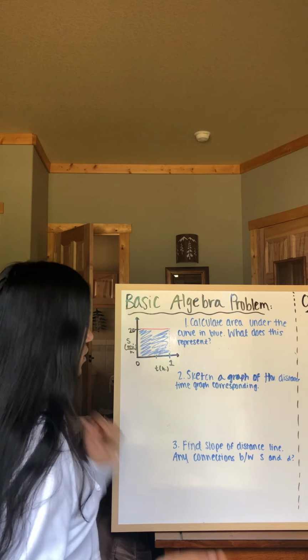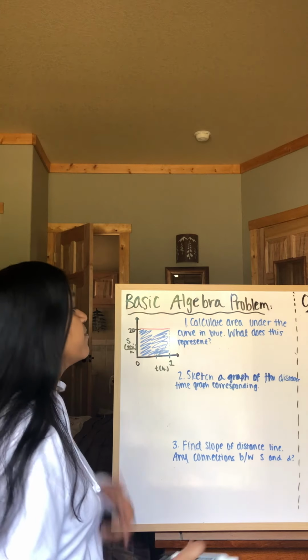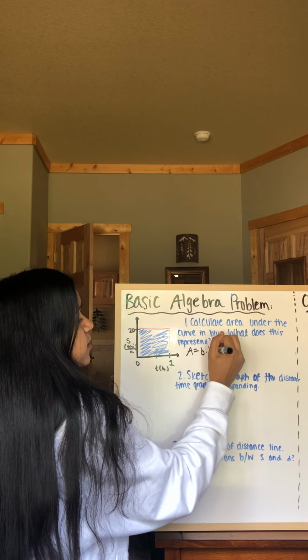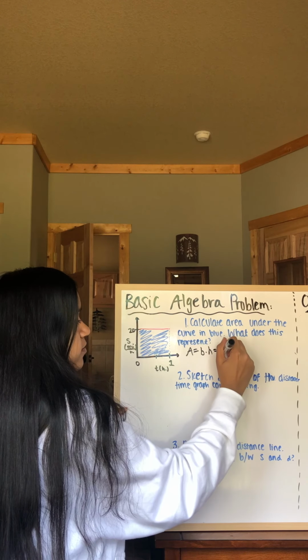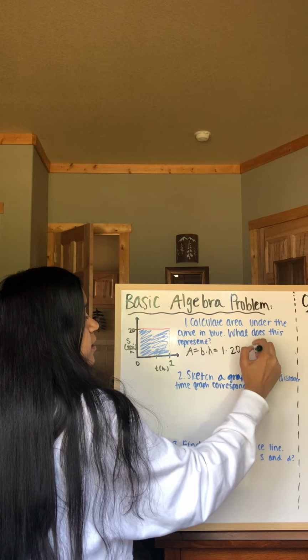Let's look at the follow-up questions. Number 1, calculate the area under the curve in blue. What does this represent? Well, area is easy. Area is just base times height. Your base is 1. Your height is 20. So your area is 20.